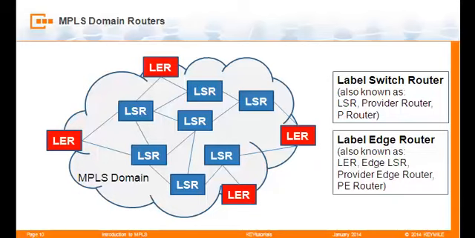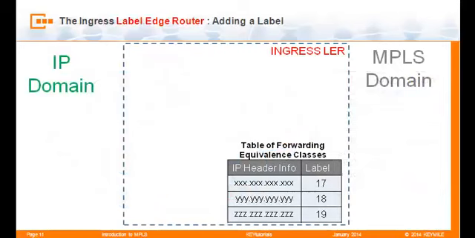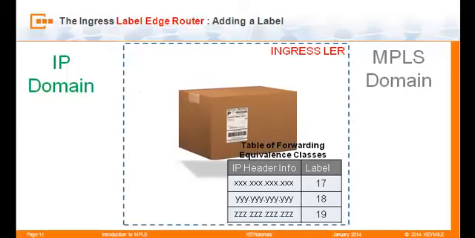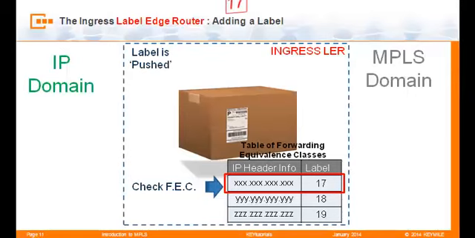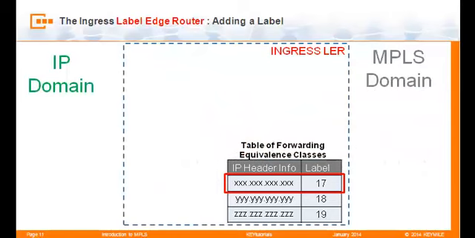Now I want to take you through the process of what happens to a packet as it enters the MPLS domain, makes its way through, and then exits at the far end. So first of all, the packet arrives at an ingress label edge router. It arrives from the IP domain, and the LER checks the layer 3 information on the packet, then checks its lookup table and finds a reference called a forward equivalence class for that particular packet type. The label for the class is then added or pushed onto the packet, simply a number, and the packet is then forwarded into the MPLS domain.